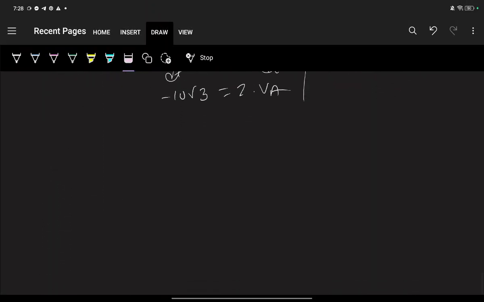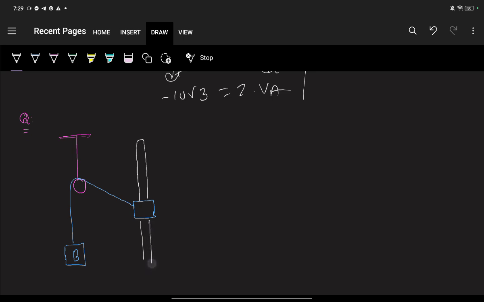So let's take another case. Very interesting case. So there is this pulley, and it is connected with a block. Let's call it B. And another end of the string is connected to a bead. This bead can freely move up and down on this rod. Right? Up and down.